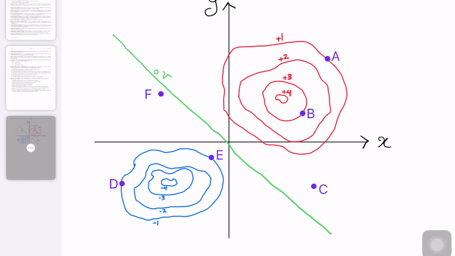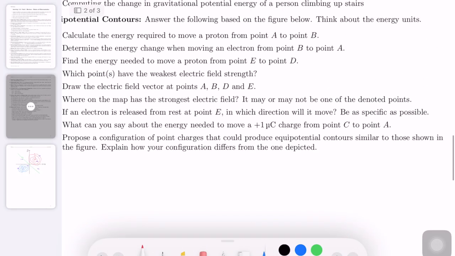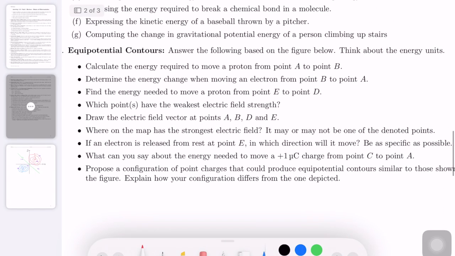You have the x and y axis. You have a bunch of contours. Some of them are in red and they have positive values for voltages next to them. The blue ones on this side, they have negative values, and the green one just shows you the contour of 0 volts. So let's look at the questions. First question says, what is the energy required to move a proton from point A to point B?